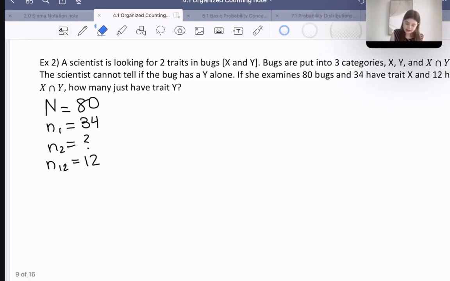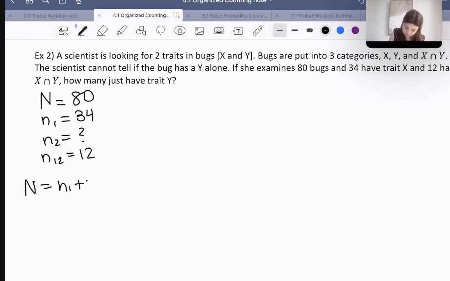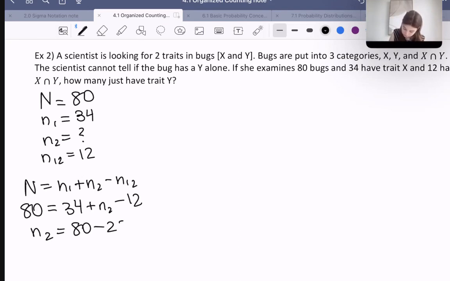So we can say that we know that N, the big N, is equal to N1 plus N2 minus N1,2, and solve it this way. So 80 is equal to 34 plus N2 minus 12, which means that N2 is equal to 80 minus 22. So N2 is 58. Awesome. It's so good. Well done.